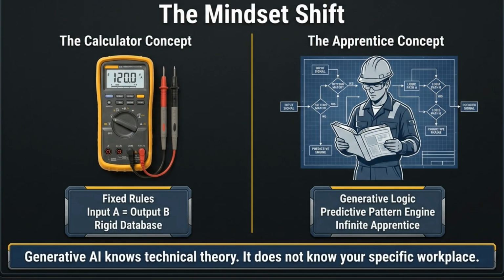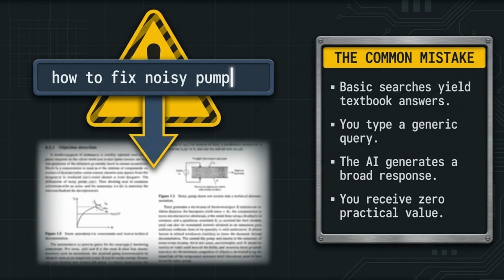We need to shift our mindset from viewing AI as a calculator which follows fixed rules to seeing it as an apprentice. Remember, while AI understands technical theory, it does not know the specifics of your workplace. A common mistake is using generic search queries. These yield broad, textbook-style responses that provide little practical value for solving specific on-site technical issues.